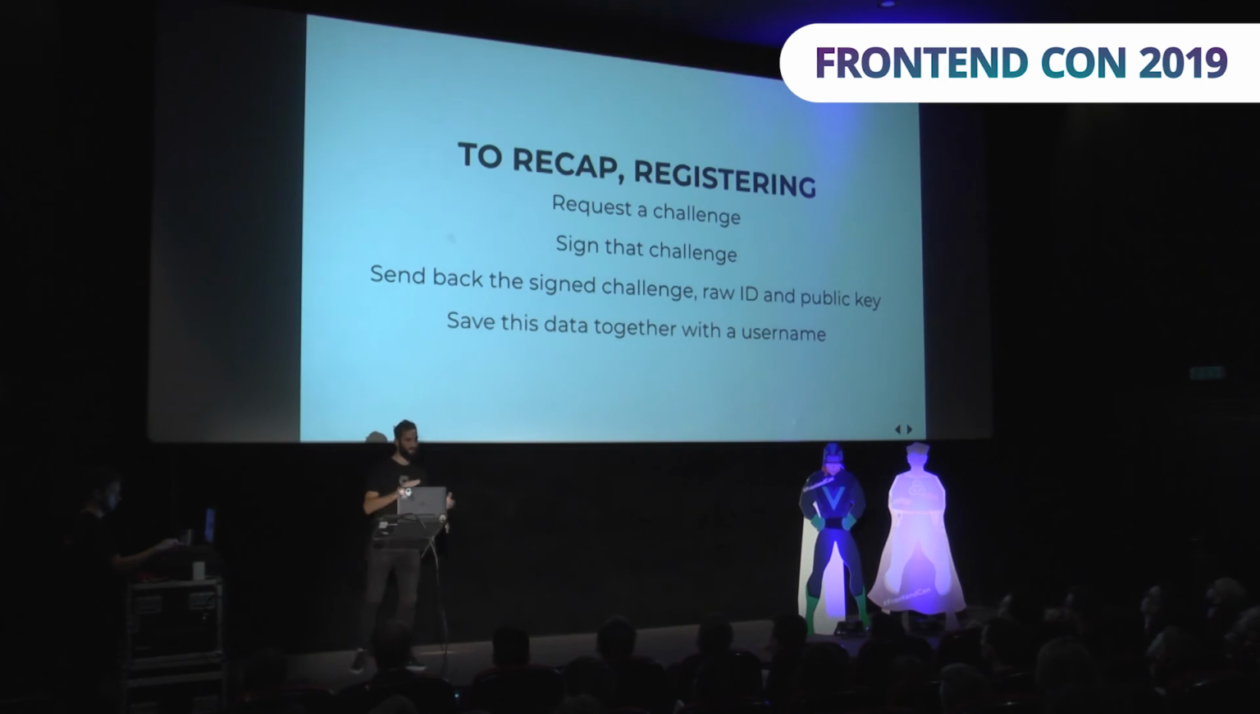So to recap, because it's a bit more complex, you request a challenge when you want to register, which is an array buffer with random values. You sign that challenge on your authenticated device, and then you send back a signed challenge, the raw ID of your private key, and some public key information data, and you save those somewhere in the database together with your username so you can find it when you need to use it.